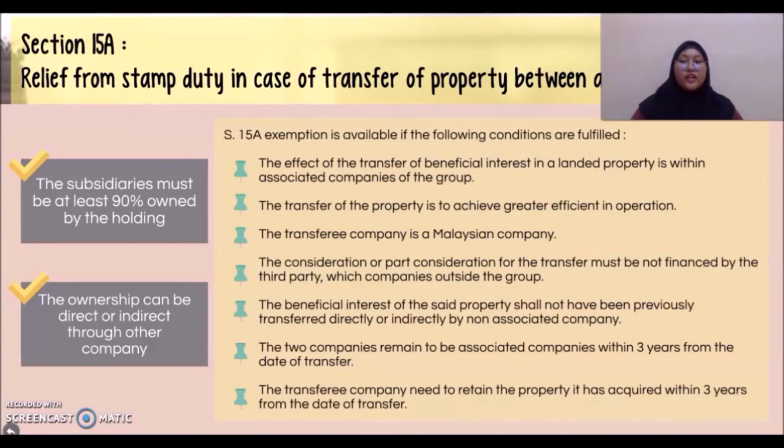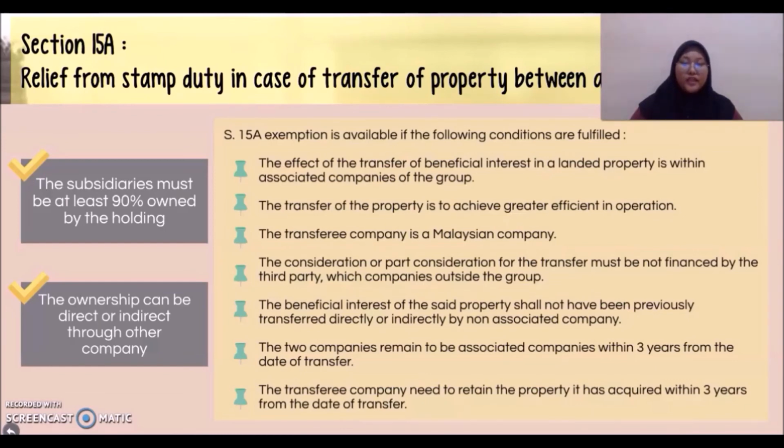As with relief under section 15, relief under section 15A also has a few conditions to be fulfilled. The first is that the transfer of beneficial interest in landed property is within associated companies of the group. Second, the transfer of the property is to achieve greater efficiency in operation. Third, the transferee company should be a Malaysian company. Fourth, the consideration or part consideration for the transfer must not be financed by a third party, which is a company outside the group. Next, the beneficial interest of the said property shall not have been previously transferred directly or indirectly by a non-associated company.